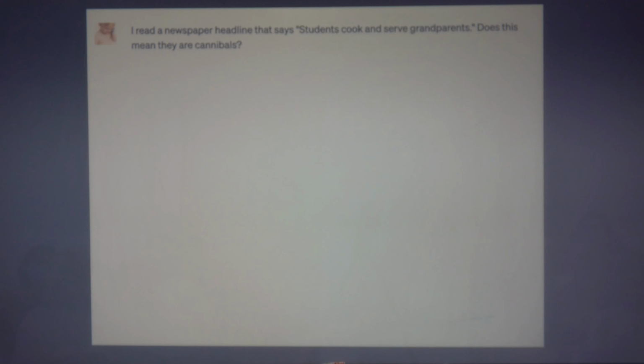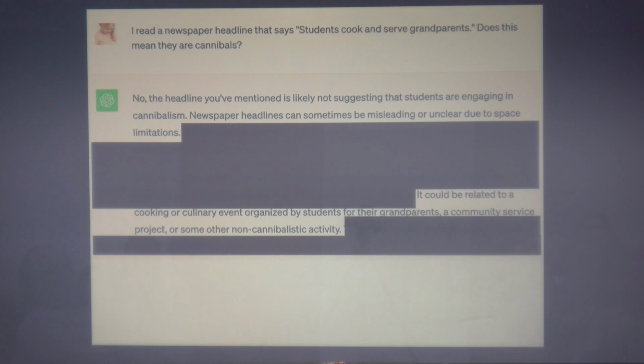What about our ambiguity problem? So I told it, I read a newspaper headline that says students cook and serve grandparents. Does this mean they are cannibals? No, the headline you mentioned is likely not suggesting students are engaging in cannibalism. Newspaper headlines can sometimes be misleading or unclear due to space limitations. It could be related to a cooking or culinary event organized by students for their grandparents, a community service project, or some other non-cannibalistic activity.